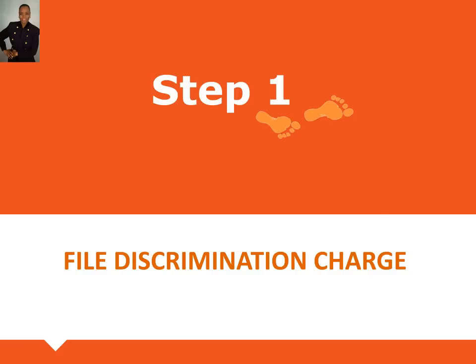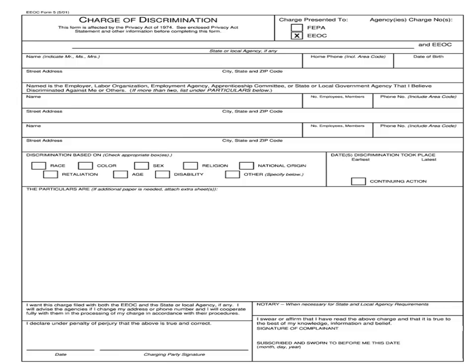We're going to pick up from last week. We were talking about how to file an employment discrimination lawsuit, and it starts with a discrimination charge. Here's a sample of a charge of discrimination that EEOC uses.